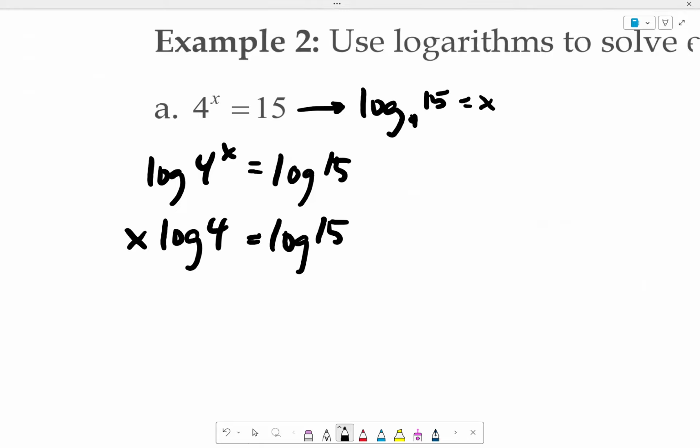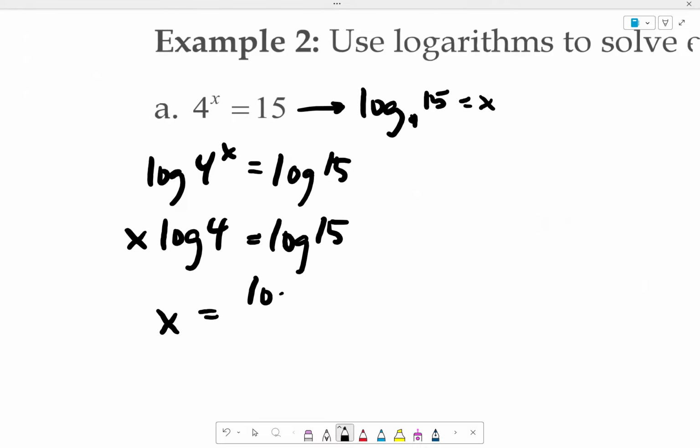How do we solve for x? Now, do you have an idea? Divide by what? Do we agree log of 4 is just a number? And it's being multiplied by the x? That's how it works. Let's divide both sides by log of 4.